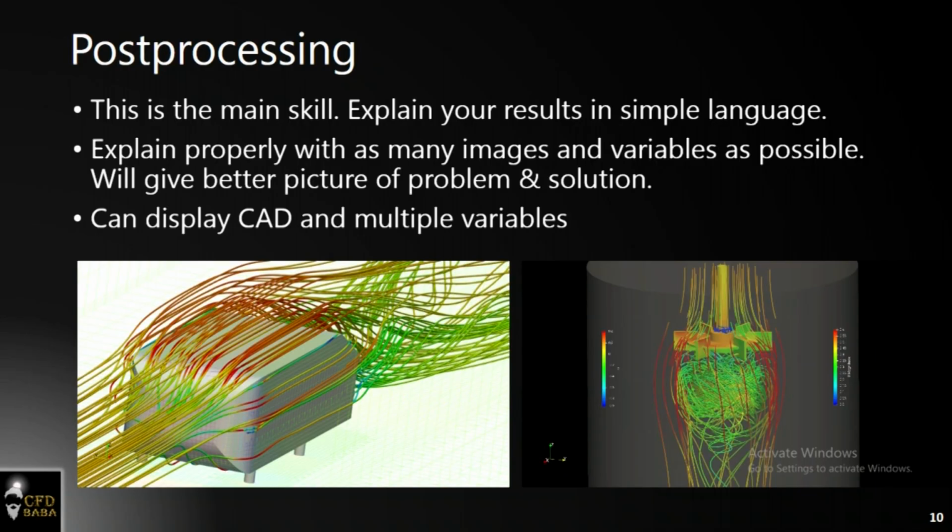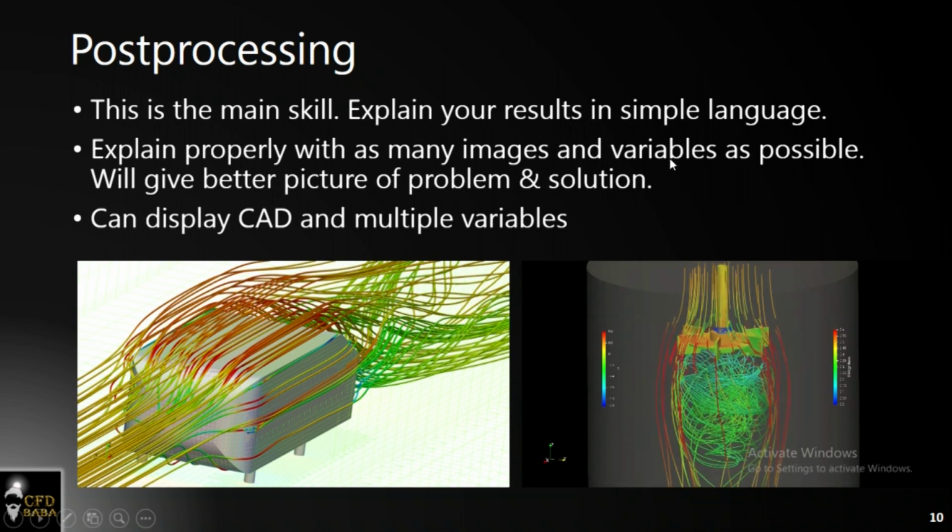Next step is, the next skill, the main skill, post-processing. So you need to explain your results in simple language because most of the time the people who will take the decision won't be CFD people, they will be management people. So if you go into the intricate details of CFD, they won't really understand it. So explain properly with as many images and also variable plots as possible. That will give a better picture of your problem and solution.